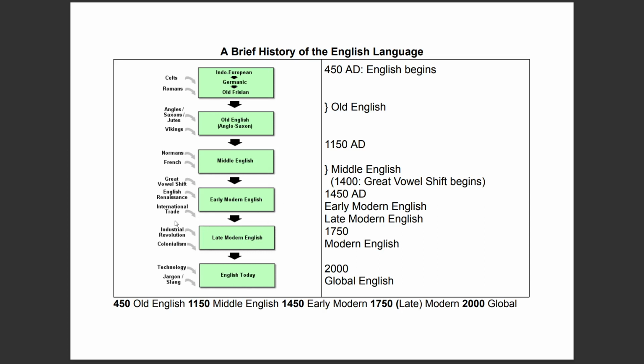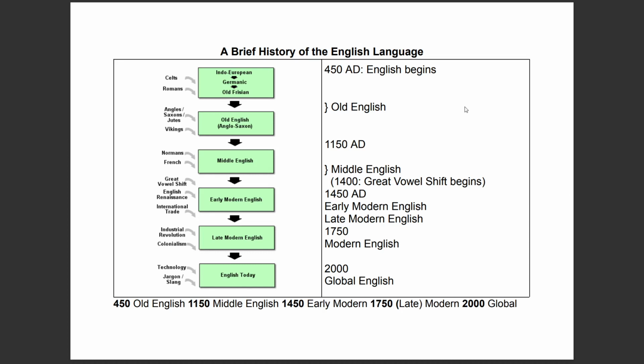And here, kind of similar to this, the Industrial Revolution also brings in new words, for example, to do with factories and manufacturing. And also what's happening here now is that English is being spread across the world through colonialism and the British Empire. And finally, we end up with the English of today, which also has the influences of technology and jargon and slang. So the main examples of that being computers, computing, computer science, the internet, social media.